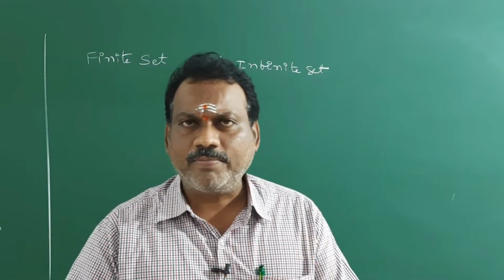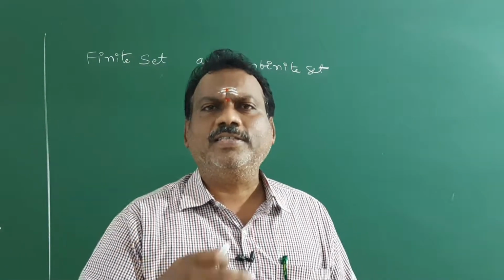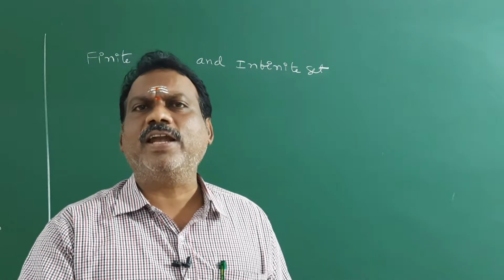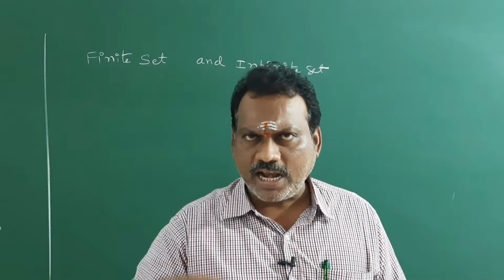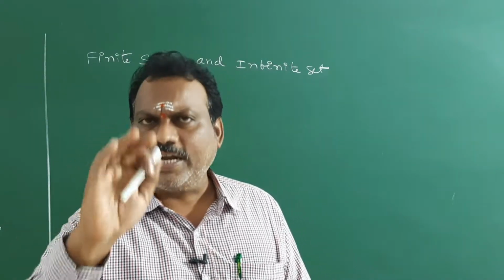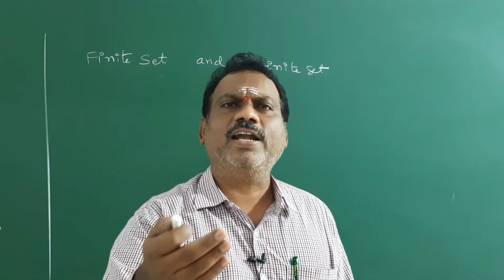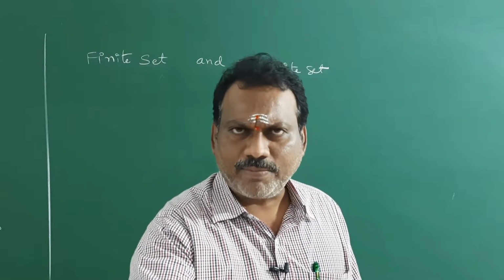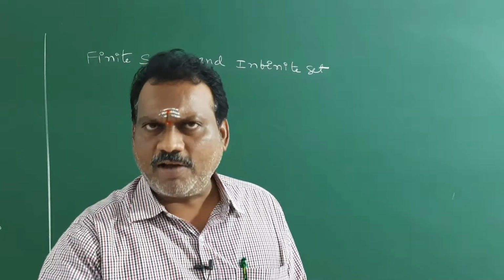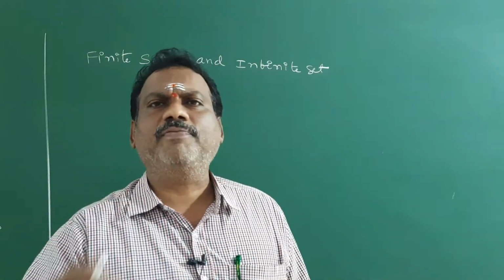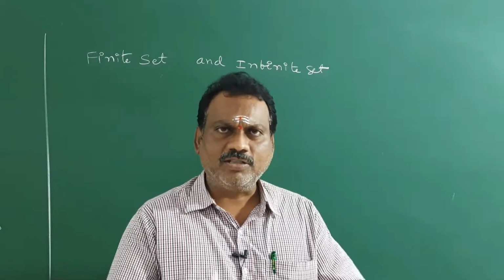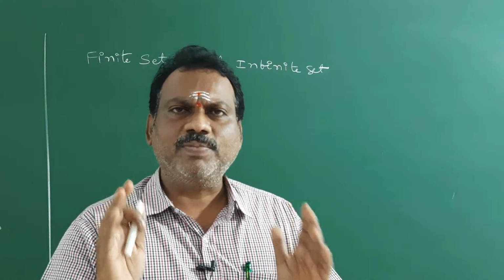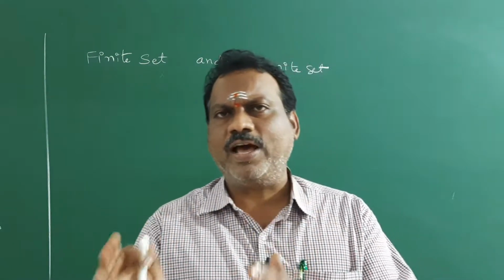Set of odd numbers, infinite set. Set of even numbers, infinite set. Set of integers, infinite set. Set of real numbers, infinite set. Set of rational numbers, infinite set. Set of irrational numbers, infinite set. Set of imaginary numbers, infinite set. Set of complex numbers, infinite set. So that is the main difference between finite and infinite.